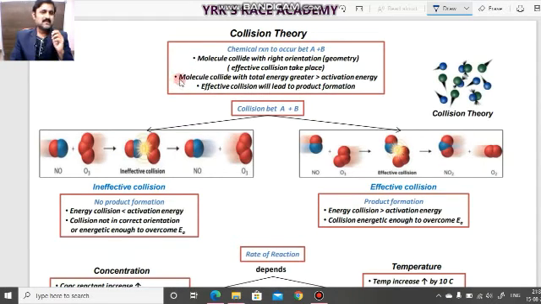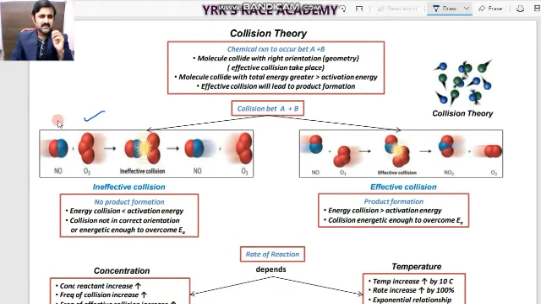And one more thing: the molecules must collide with a total energy greater than the activation energy. Only then is there a possibility of giving products. And one more most important point: the collision should be an effective collision, which will lead to the formation of product. That means all collisions are not giving products. So which collisions will give product? Effective collisions. Let us see the picture we have here.